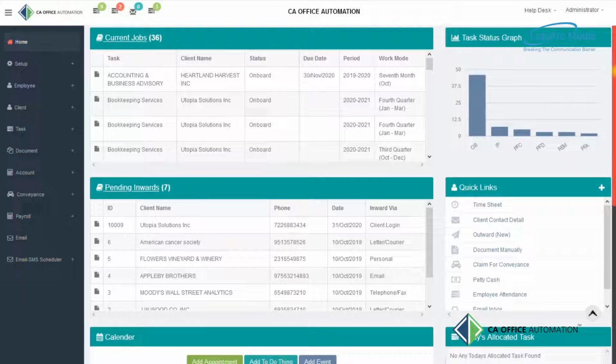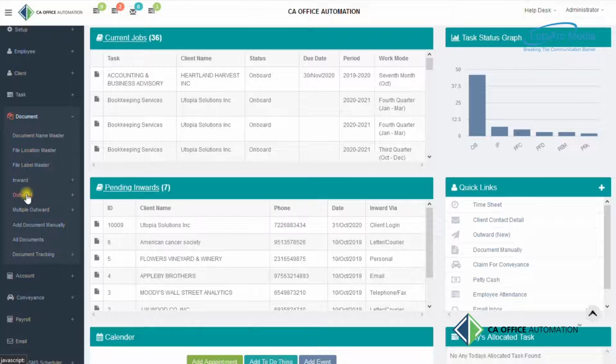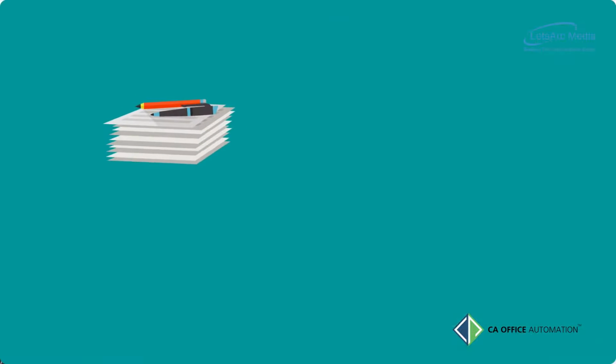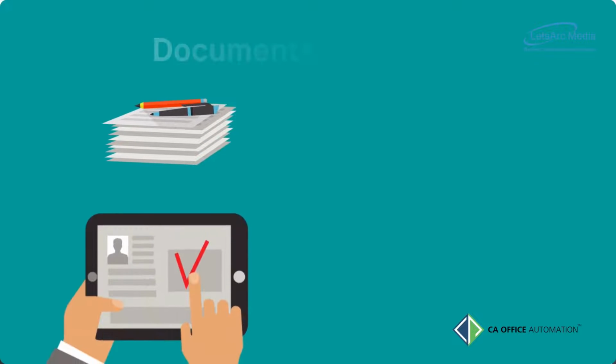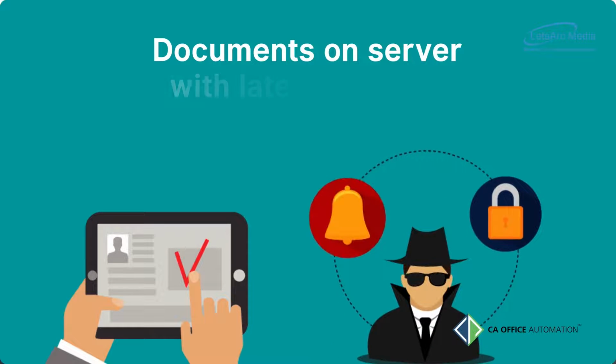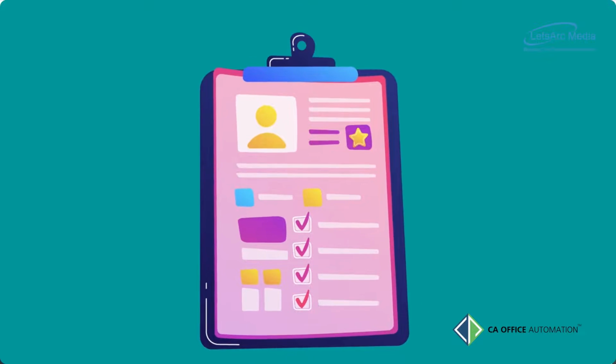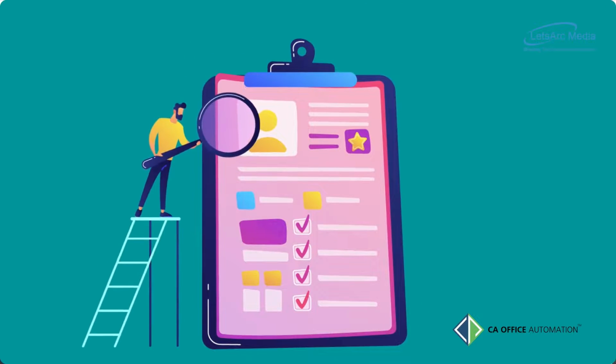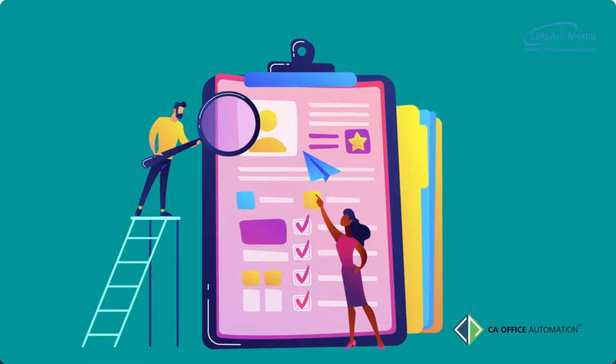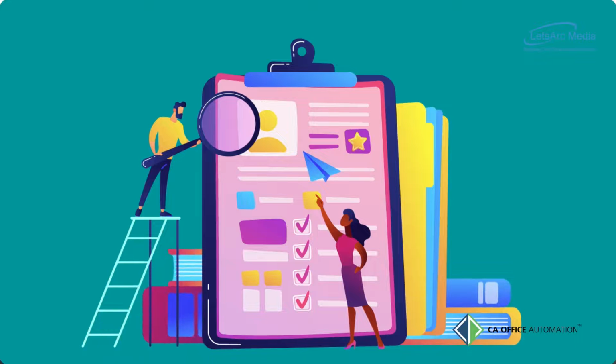Now let's have a look at the next module, which is the Document Management module. Through this application, you can manage your office paperless. All your documents will be saved on the server with the latest security and encryption protocols. Here, you can track all your office's inward and outward and make any document available to a client in a few clicks. Here, you can also manage physical documents with a file labeling system.